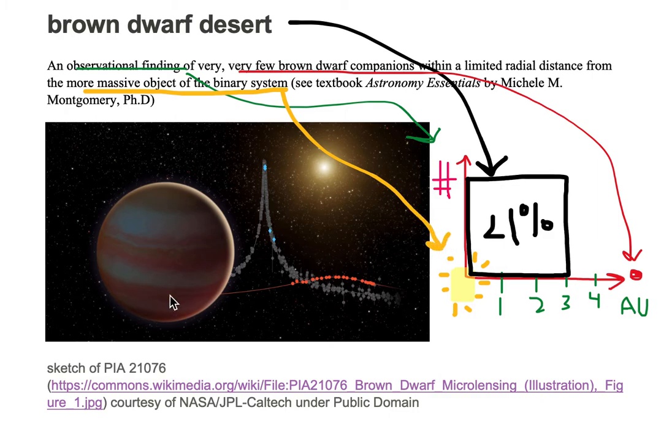Here we're looking at a sketch of PIA 21076, which may be a system that will fill this brown dwarf desert. Less than 1% of the systems have brown dwarfs within 3 AU of sun-like stars. PIA 21076 may be one of these 1% that we have found.